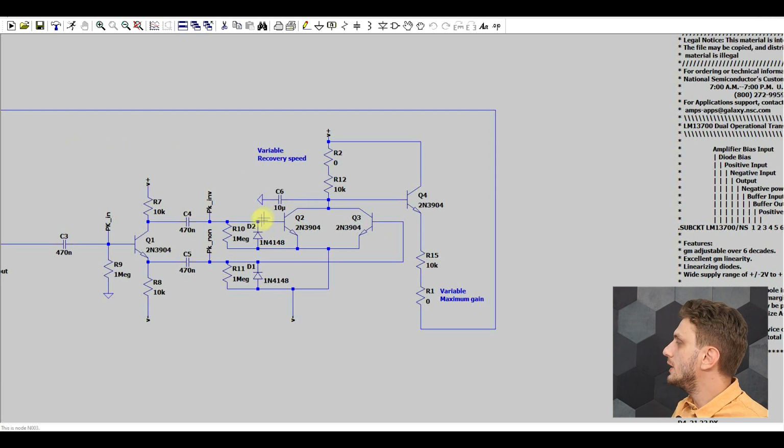gain setting. If there's no signal in the two transistors, then the base of the fourth transistor is connected directly to the positive supply, so there's a maximum output voltage going to set the gain, so we have the maximum gain. The more signal is applied to the two transistors, then the base is pulled lower and lower, and then the feedback voltage is also lowered.